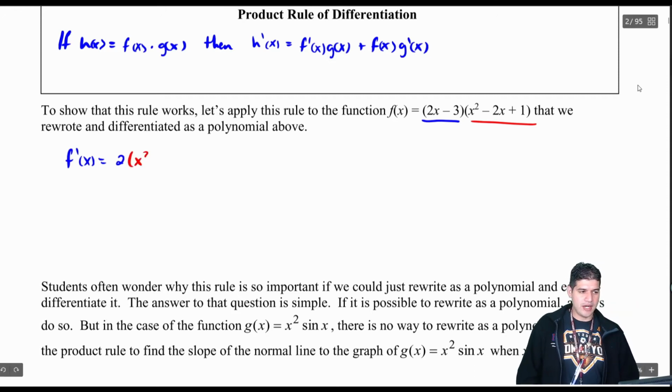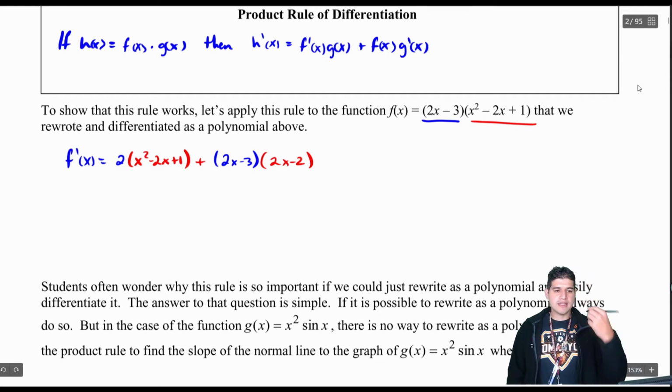So x squared minus 2x plus 1, plus the first, so hold on to the first, 2x minus 3, times the derivative of the second. So that's going to be 2x minus 2.